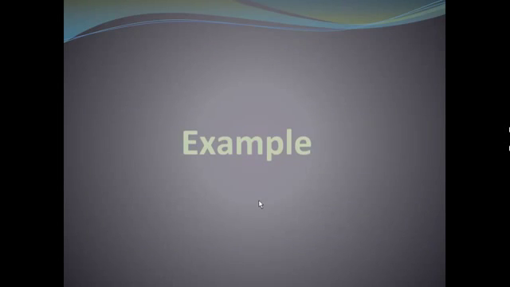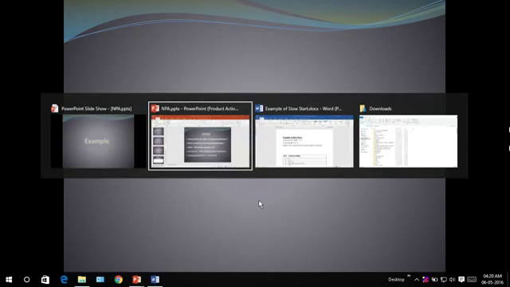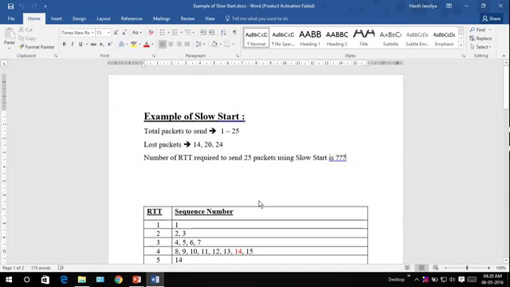Now we will see some examples of slow start and also AIMD. First we will see the example of slow start. Here the problem is given that the total number of packets to be sent is 25 and the lost packets are the 14th, 20th and 24th. So find the number of RTTs, round trip times, required to send 25 packets using the slow start mechanism.